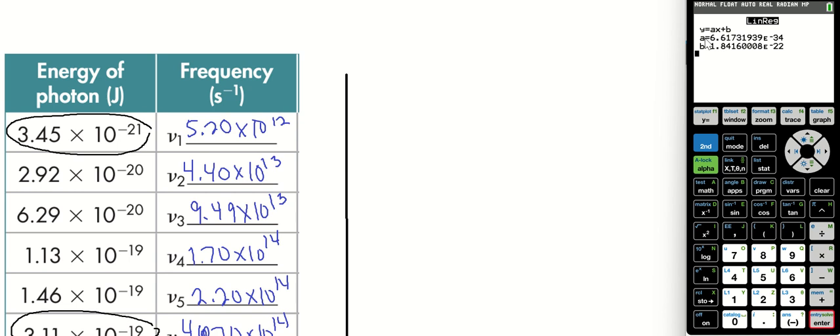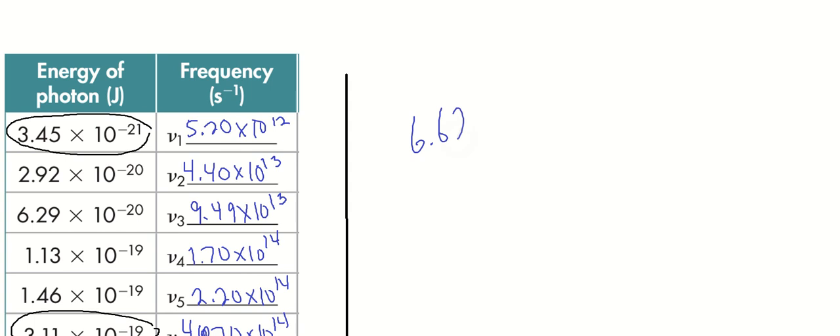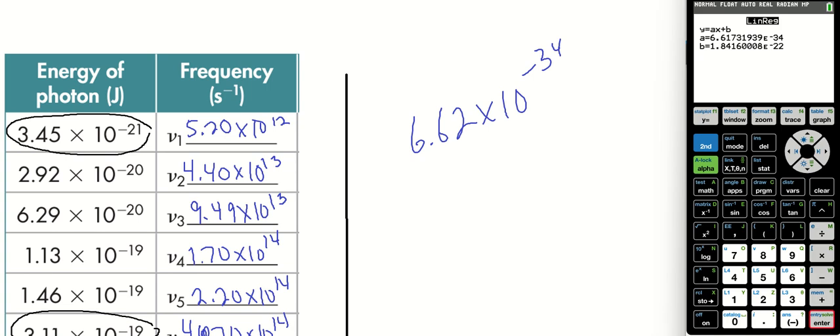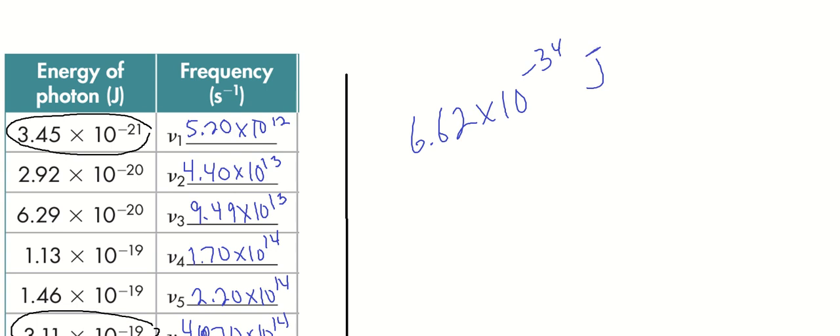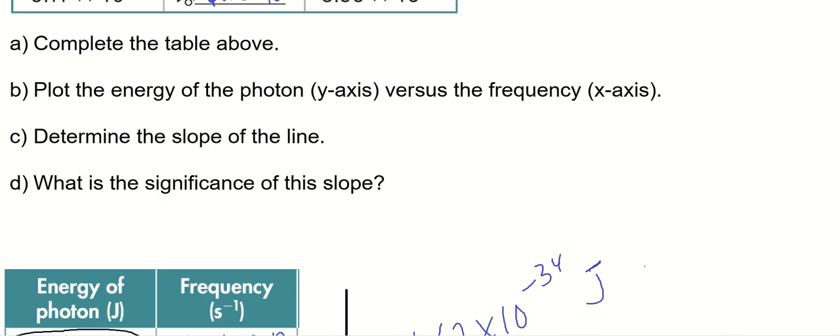So a is the slope. So the slope is 6.62. It's a little off, but it should be Planck's constant, 6.62 times 10 to the negative 34. Right, and the unit on the y-axis is joules, and the unit on the x-axis is seconds, or rather per second.